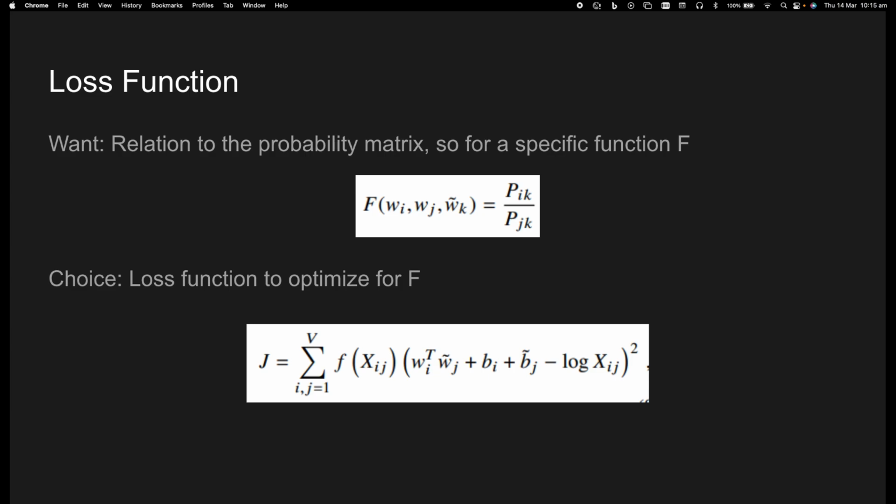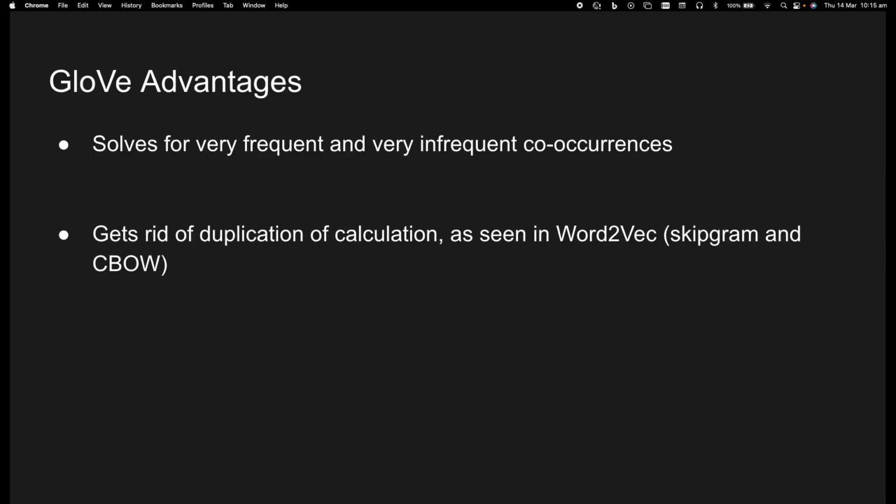So I don't want to show the whole derivation here, but just believe me, there is a way that we can solve this problem mathematically. And what are the advantages with GloVe? GloVe solves a few important things. One big advantage is it handles both very frequent and very infrequent co-occurrences. It also gets rid of the duplication, which is a very common problem with word2vec, which is the skip-gram and CBOW models.